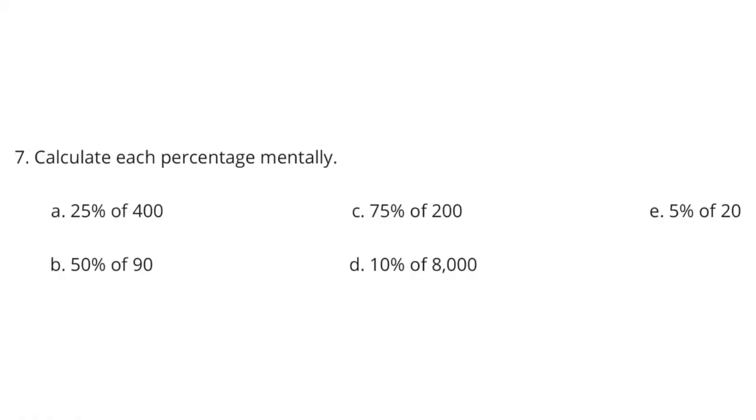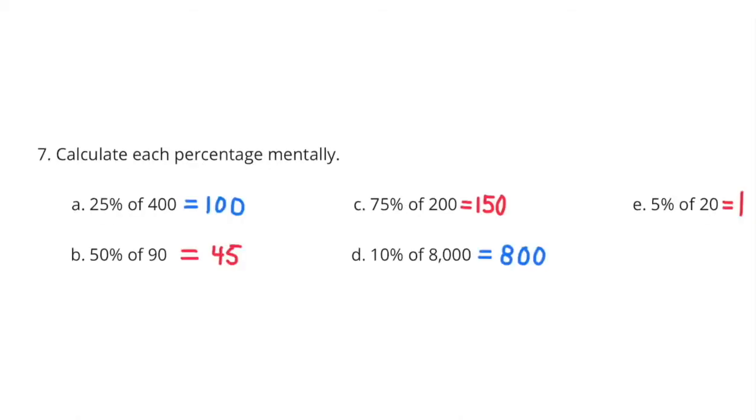Number 7. Calculate each percentage mentally. A. 25% of 400. Well, 25% is like 1/4. So 400 divided by 4 is 100. B. 50% of 90. We know that 50% is half, so what's half of 90? 45. C. 75% of 200.